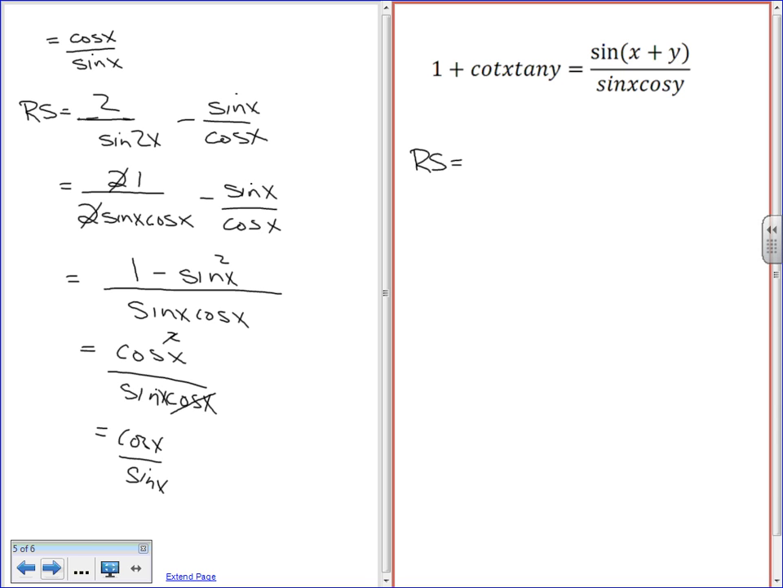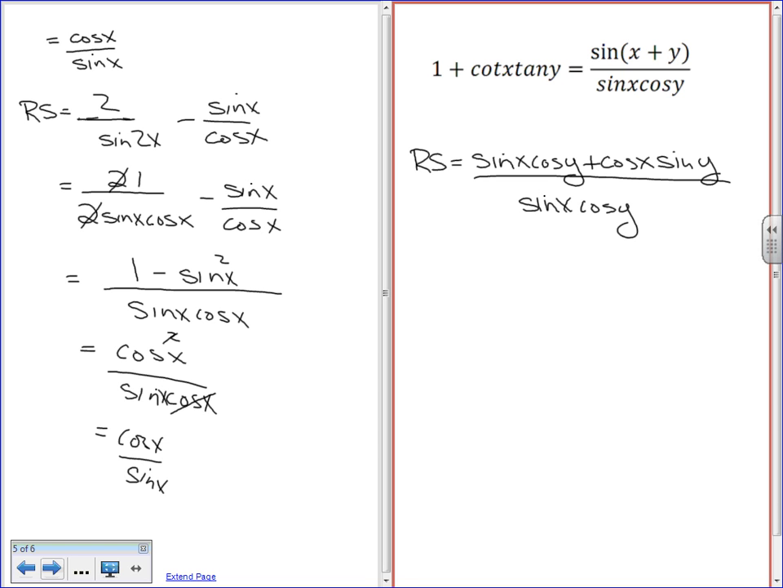So, I grab my formula sheet. The sine of x plus y is the sine of x times the cosine of y plus the cosine of x times the sine of y. And that whole thing is over sine x cosine y. Again, remember, it's never wrong to pick a side, okay? Because at least you started. Okay, so I start with that.